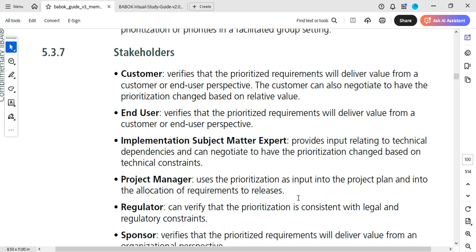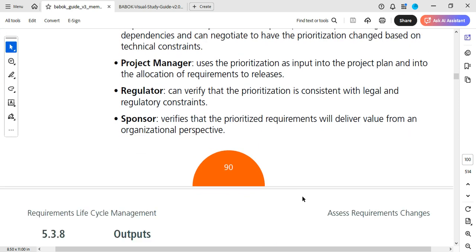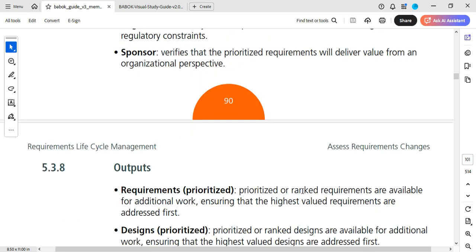Implementation subject matter expert provides input relating to technical dependency and can negotiate to have the prioritization change based on technical constraints. Project manager uses the prioritization as the input into the project plan and into the allocation of requirements to releases. Regulator can verify that the prioritization is consistent with legal and regulatory constraints. Sponsor verifies that the prioritized requirements will deliver value from an organizational perspective.